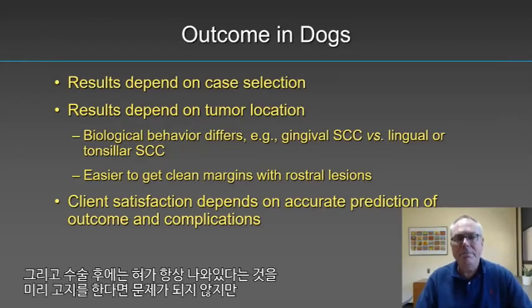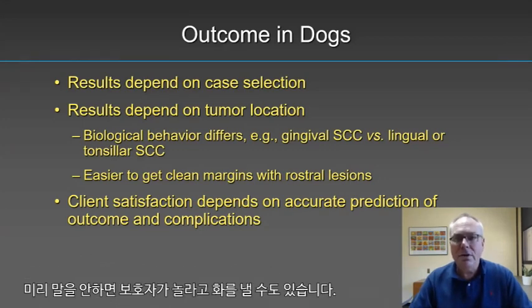Another example is the tongue that hangs out. If you tell the client the tongue will hang out, it won't be a problem, they will accept that. If you don't tell them before the procedure, they may be upset by the visual appearance.